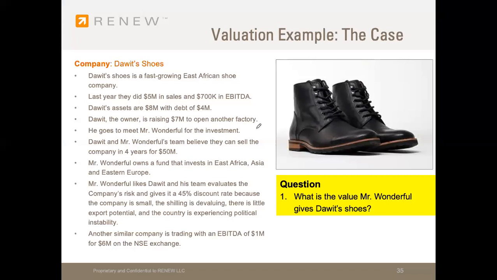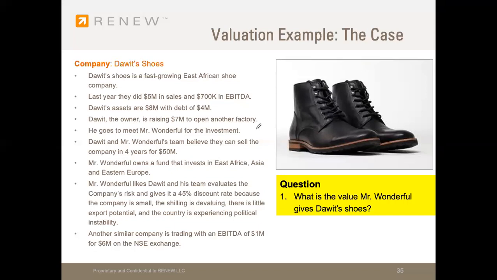Last year, they did $5 million in sales and $700,000 in EBITDA. Ooh, there's that number again. Dawit's assets are $8 million with $4 million of debt. Dawit, the owner, is raising $7 million to open another factory. He goes to Mr. Wonderful for the investment. Dawit and Mr. Wonderful's team believe they can sell the company in 4 years for $50 million.